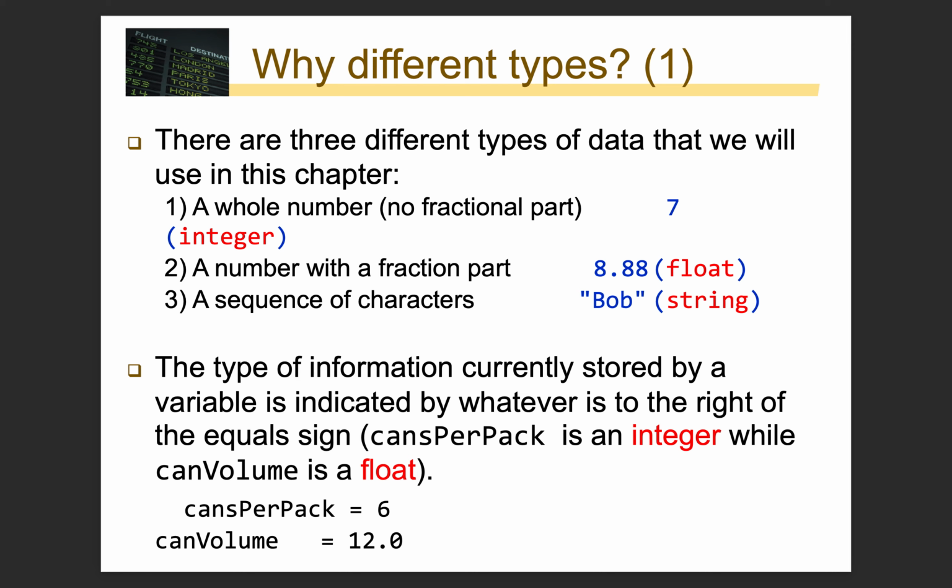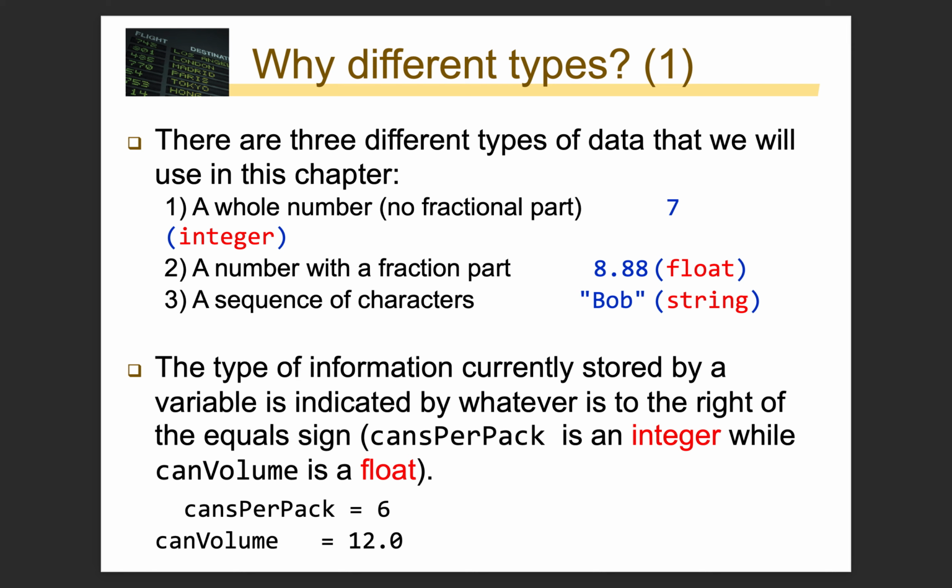So why do we need different types of data? What are these different types of data and why are they needed? Well, we're going to focus on 3 different types of data. In this chapter, we're going to focus on whole numbers. These are called integers. They have no fractional part. They're things like the number 7 or 32 or -65.